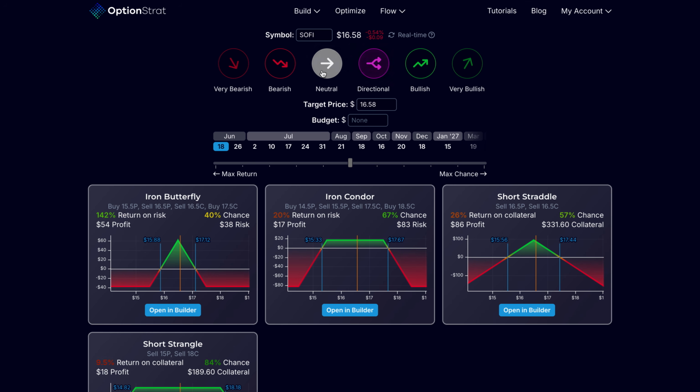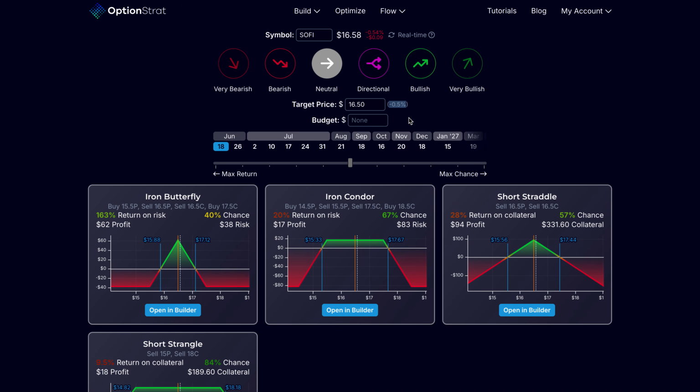So again, for neutral, let's say you were neutral on SoFi, you could enter the target price here. Notice the target price is set to the current share price by default, but you can modify this. Let's say I think SoFi will go to 16.50, that's still pretty neutral. You can modify the price here, and you can also see what move this stock would have to make to get to that target price. For SoFi to go to 16.50, it would have to move 0.5%, right?